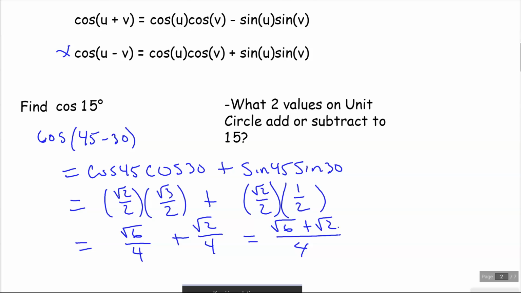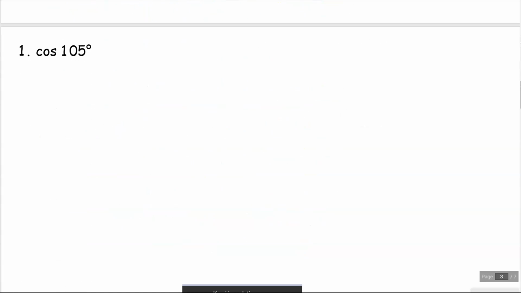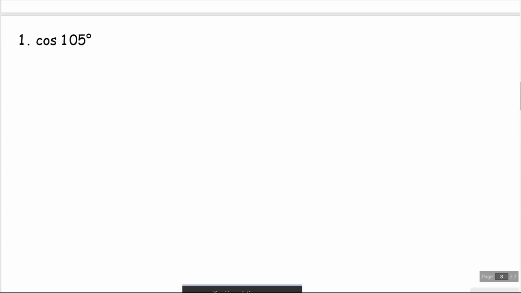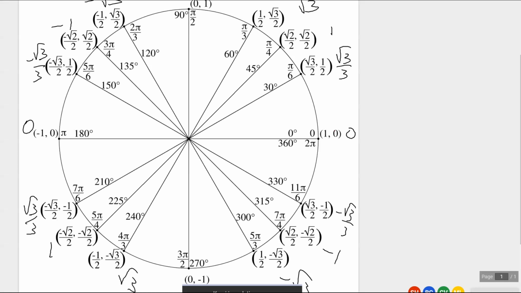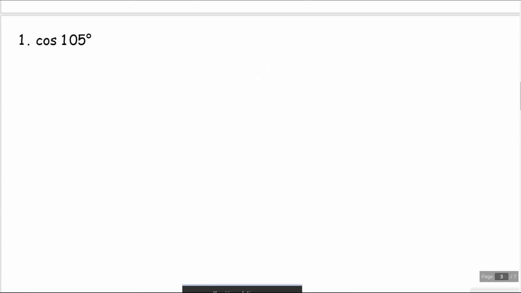Okay, all right, let's look at another problem here. We're going to do the same formulas, cosine again, and we need to find two values that add up to 105 or subtract. It really doesn't matter. I'm going to do this as an addition problem, but we could do it as subtraction as well. Okay, so if I look here, I'm going to do 60 and 45.